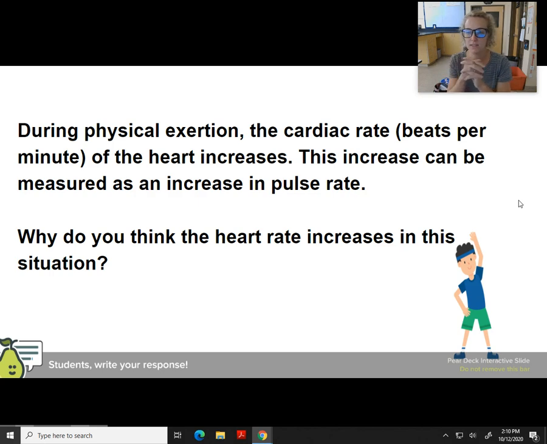But this increase that you see when you're exercising is measured as an increase in your pulse rate. And again, that's beats per 1 minute. So why do you think your heart rate increases in this situation? Why does your heart rate need to go up in times of physical exertion?